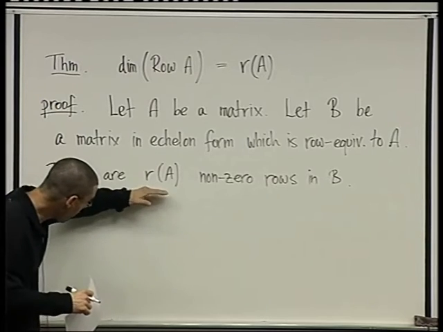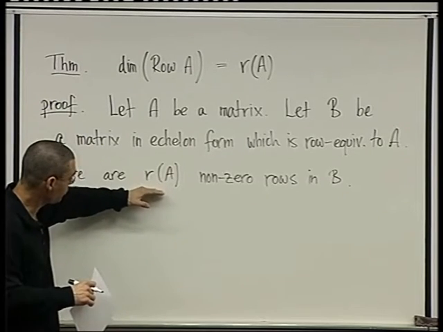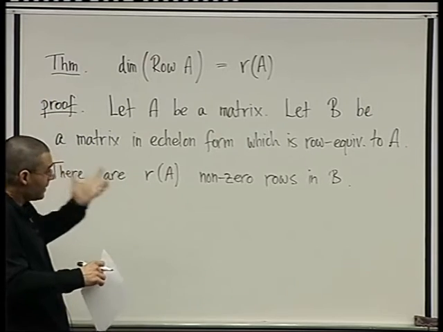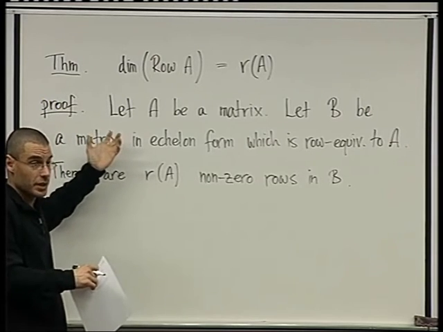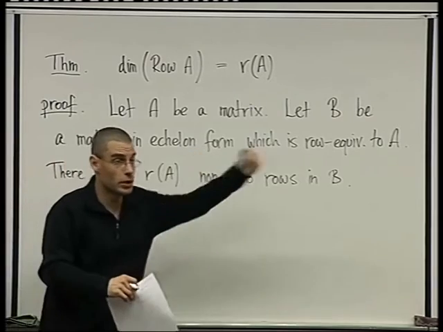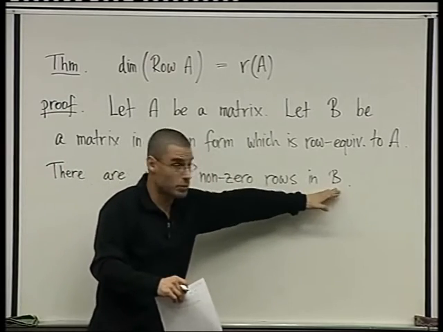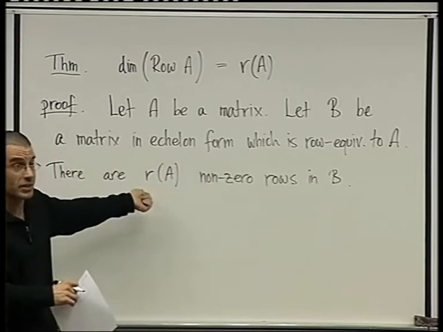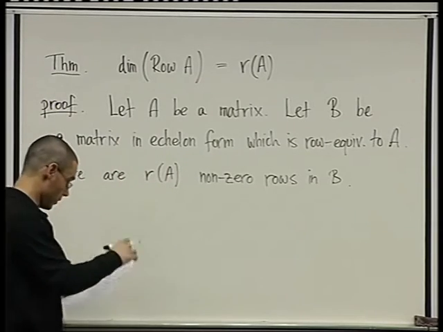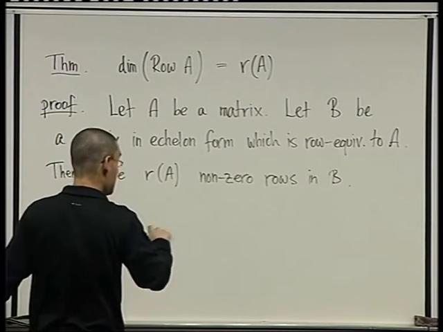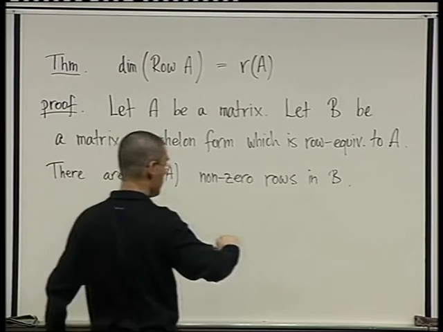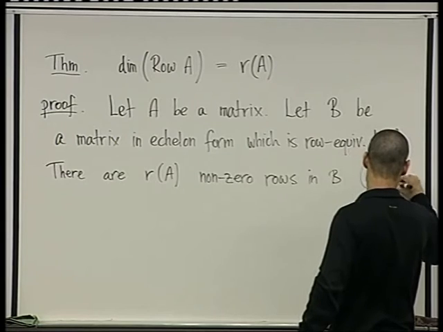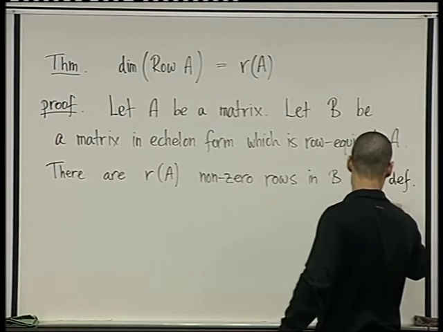So this property, we mentioned this before, the property of the rank of a matrix cannot be seen from the matrix itself. It can only be seen after you do the row operations and reach the echelon form. It could be read off B rather than off A itself. Okay, good. So there are R of A non-zero rows in B.